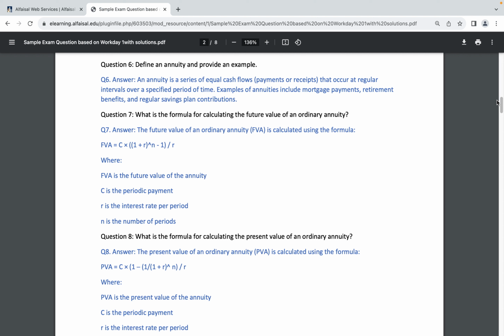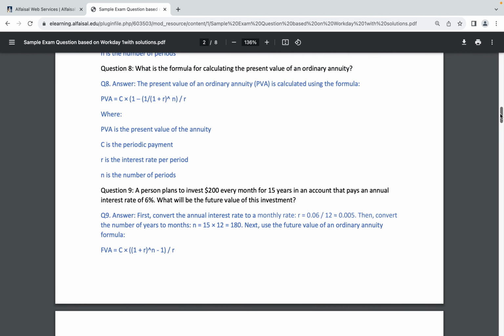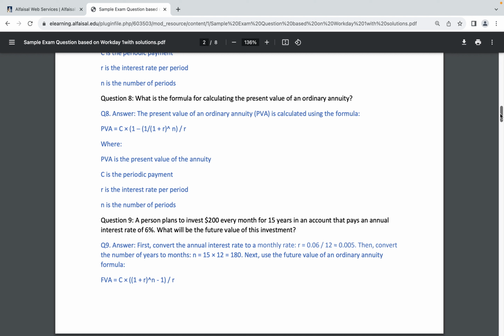that we can have, a future value annuity or a present value annuity. And so when you're being posed with a question, it's very important that you can tell the difference between whether you're asked for a future value annuity or a present value annuity. Question 8. What is the formula for calculating the present value of an ordinary annuity? Ordinary annuity is what we deal with here.